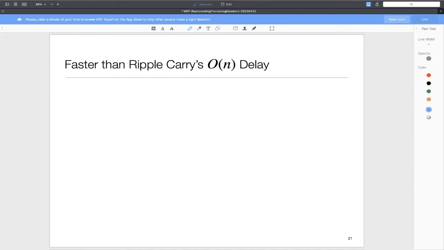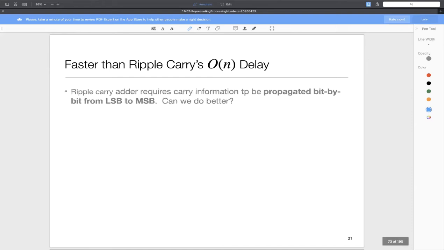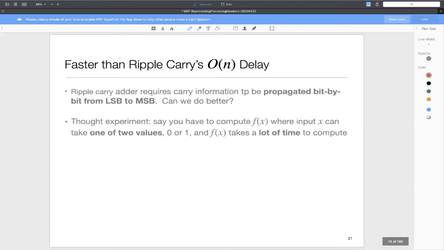Okay, so let's see how we can do it. A ripple carry adder requires that the carry information should be propagated bit by bit from LSB to MSB. So the question we are going to explore is, can we do better? So let's do a thought experiment, okay? Let's say I ask you to compute a function f of x.